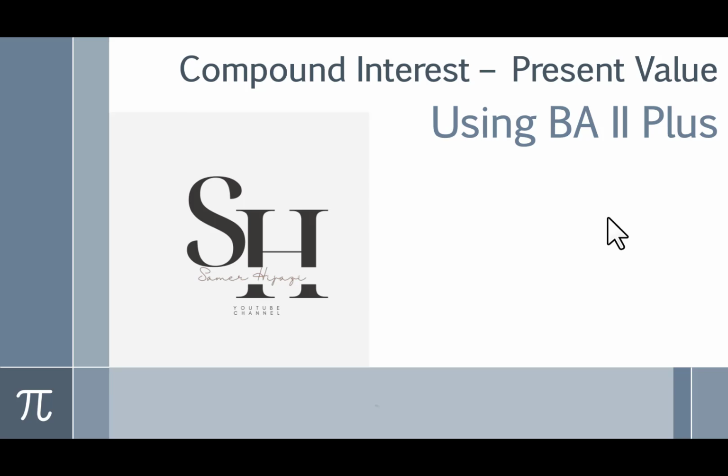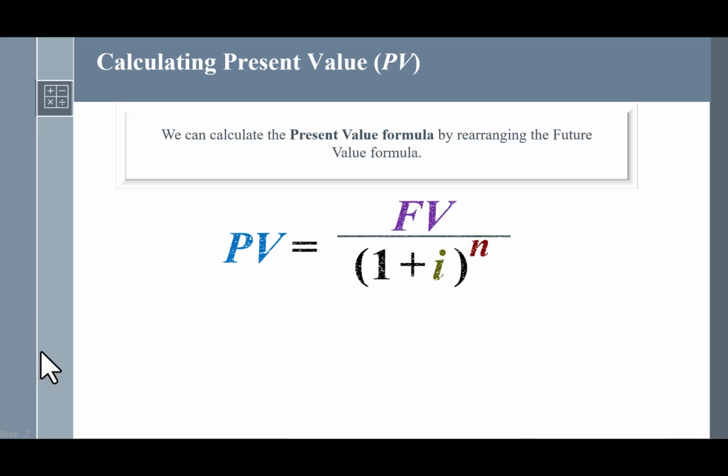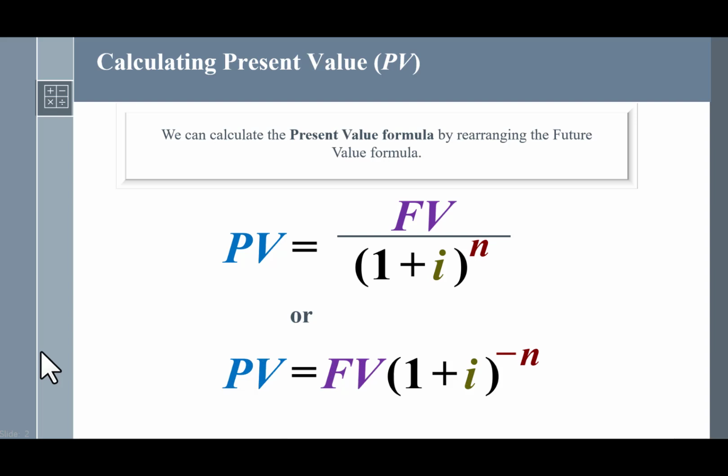So let's start by looking at the present value formula as we know it, which is basically the future value formula revised by dividing the future value by 1 plus I to the power n. Of course, you can take the 1 plus I to the numerator and it will be power minus n. But one more time, we're not going to be using the formulas. We're going to be looking only at the calculator.